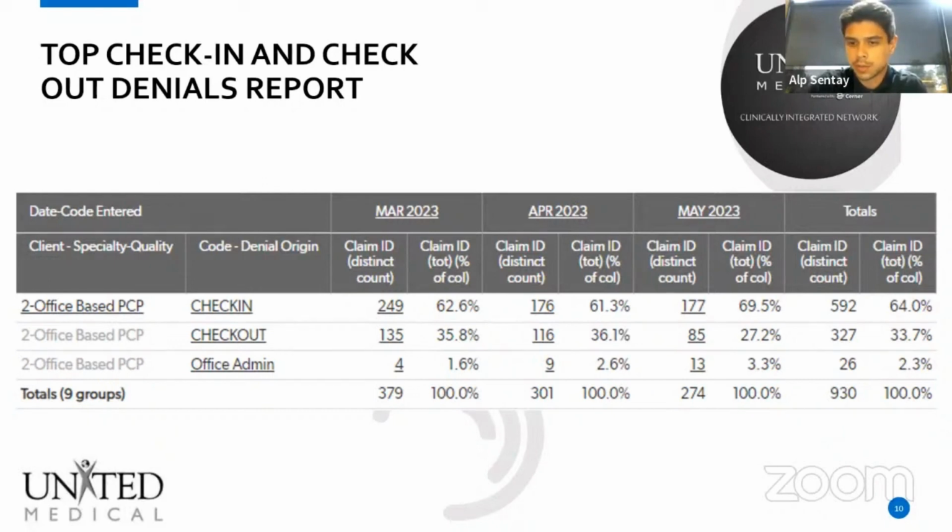So for example, in this case, we were able to see that in the last 3 months, there was a total of 930 denials entered, and 592 of these, which is equal to 64%, is coming from check-in related denials. And then 33.7% is coming due to checkout related denials. And then a really, really small percentage is coming from the office admin related denials. We can also take a look at these numbers month by month. So for example, the checkout was at 135 total denials in March, then that went down to 116 in April, then that went down to 85 in the month of May.